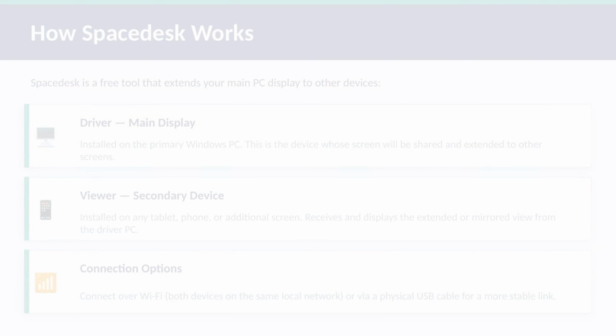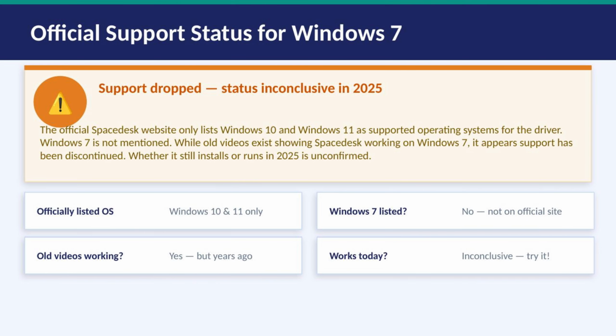What about older versions? I did extensive research and found some older videos showing Spacedesk working on Windows 7 from several years ago. However, in 2025, it seems the developers have stopped supporting this operating system altogether. So, the short answer is, officially, no. Spacedesk does not support Windows 7 in 2025.